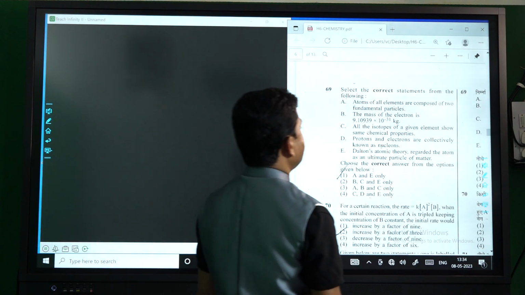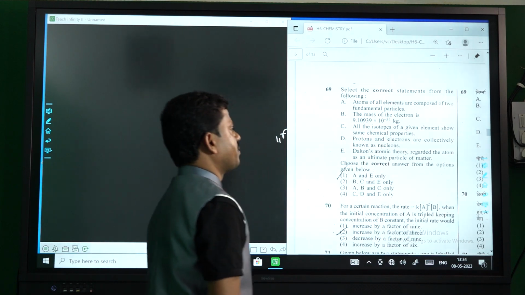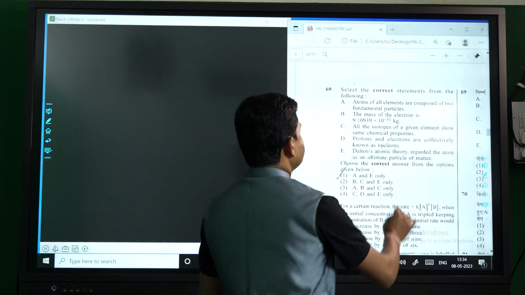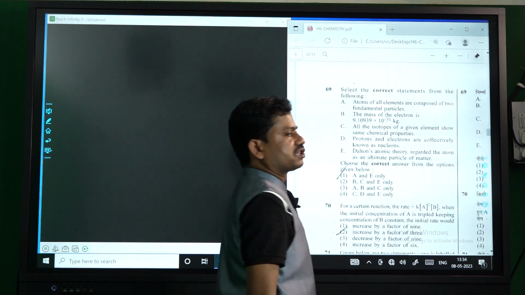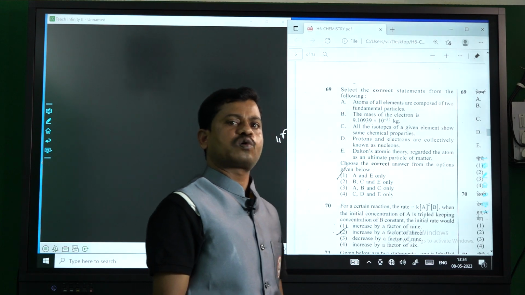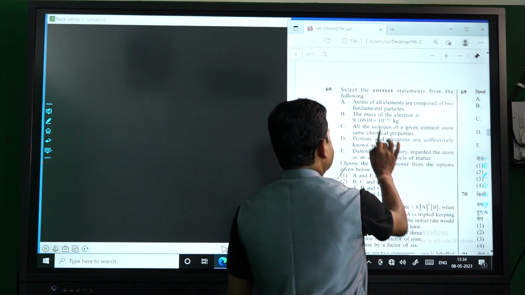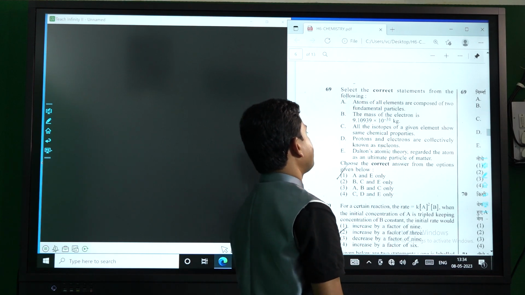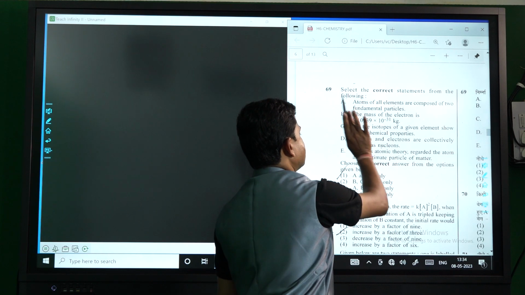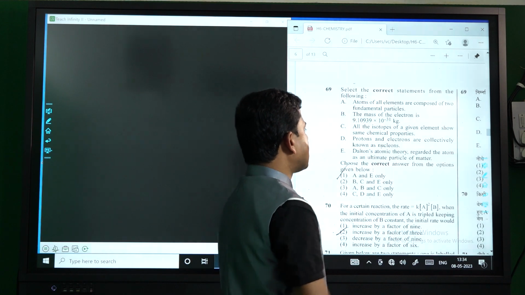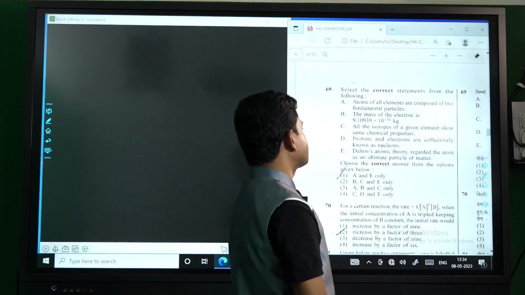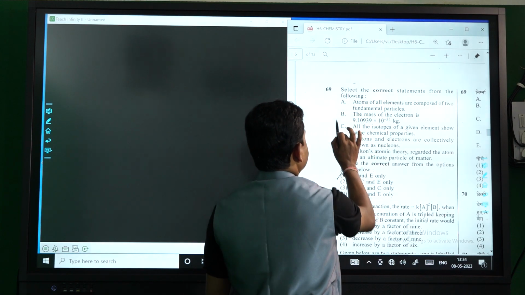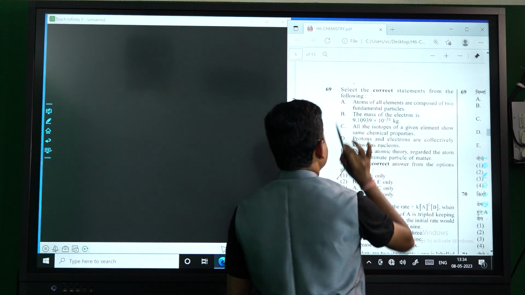Atoms of all elements are composed of two fundamental particles. That statement is completely wrong, because atoms consist of three fundamental particles: electrons, protons, neutrons. The mass of the electron is 9.11 times 10 to the power minus 31 kg. So approximately that value is also correct. All the isotopes of a given element show the same chemical properties. Option A incorrect, option B correct, option C correct.